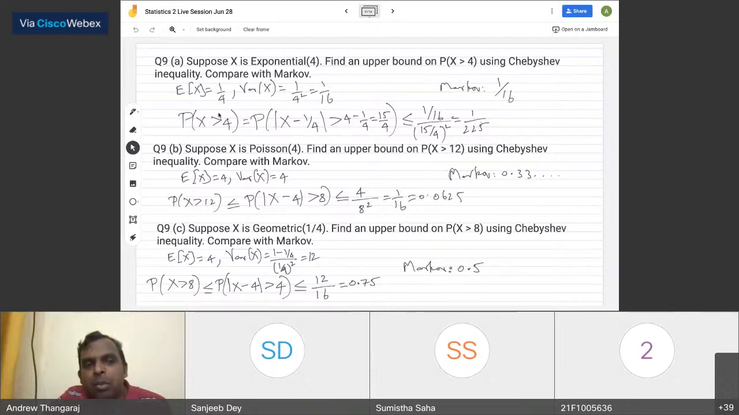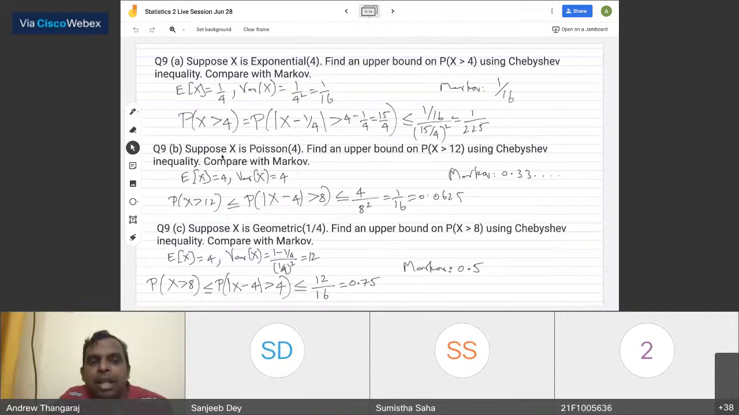So I have to say x minus 1/4 is greater than 4 minus 1/4, and say it's less than or equal to the absolute value of x minus 1/4 greater than 4. In this case, I've put equal to here because the other side doesn't exist. The other side will go off negative, and that is 0 in an exponential. So I can put equal to here, but usually it will be less than or equal to.